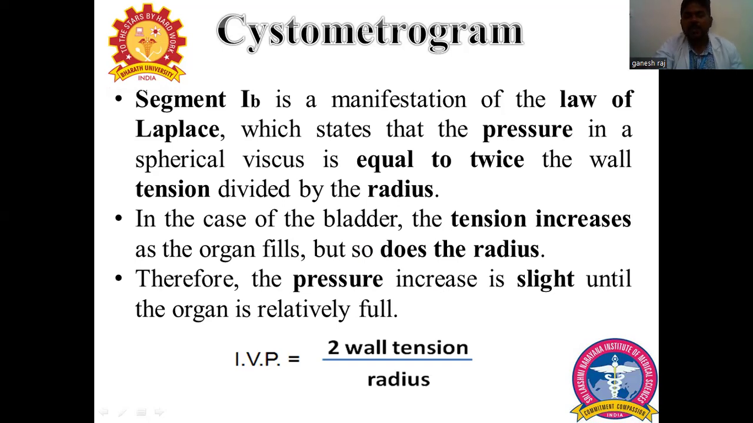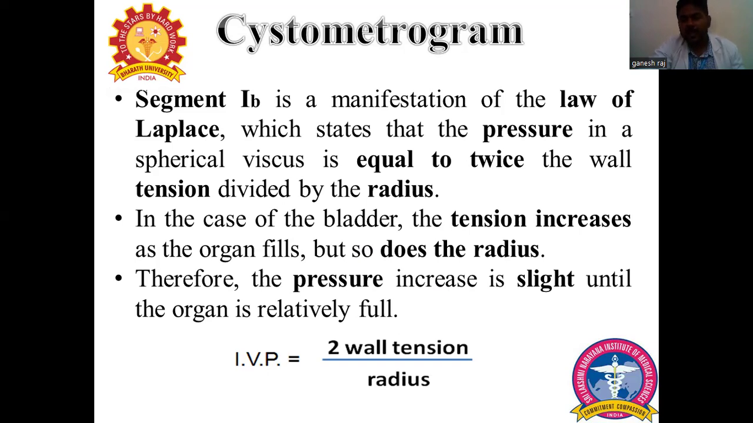But beyond 400 ml, what happened? Beyond 400 ml, the bladder cannot stretch. So the radius cannot be increased further. Only the tension will be increased. That causes a sudden increase in the pressure. That causes phase 2.